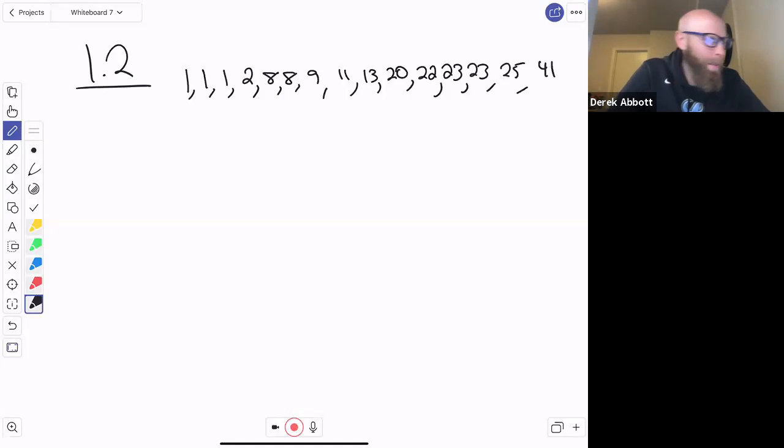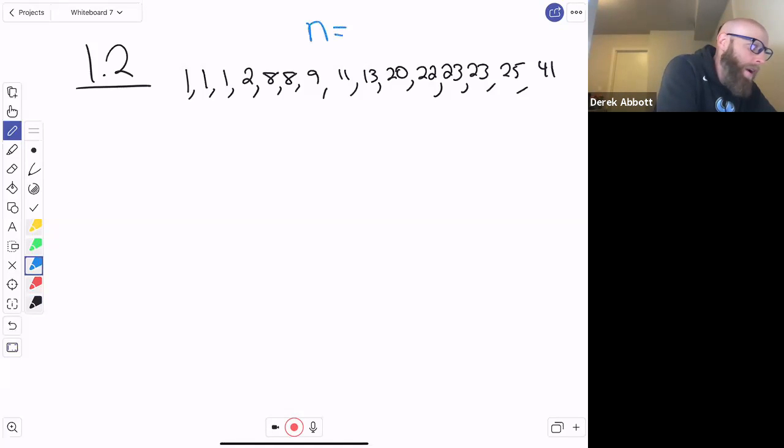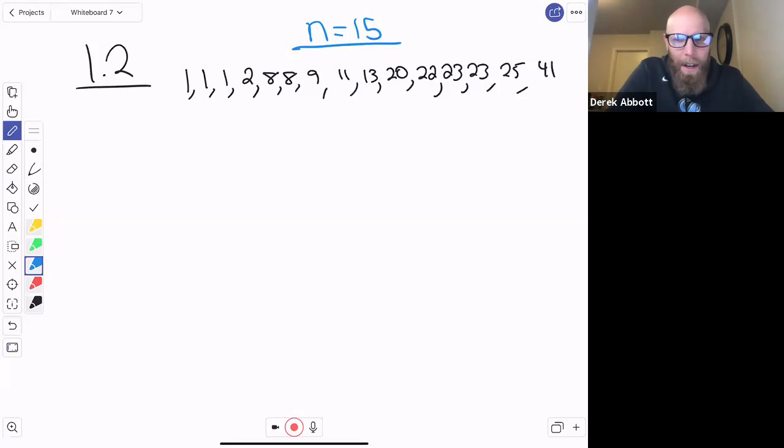Let me just count how many numbers I put up here. 1, 2, 3, 4, 5, 6, 7, 8, 9, 10, 11, 12, 13, 14, and 15. So just so that you know, I'm talking about a size of 15. That's what you're looking at. A couple different things we talked about was finding the mean of a data set, finding the median of the data set, and then being able to build different graphs. So let's talk real quick about different graphs.